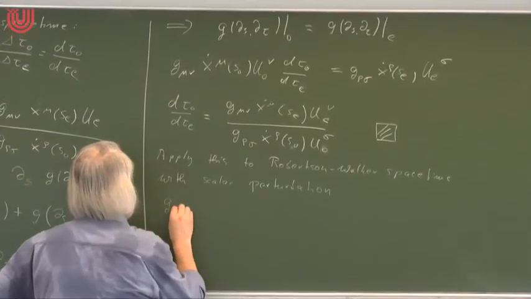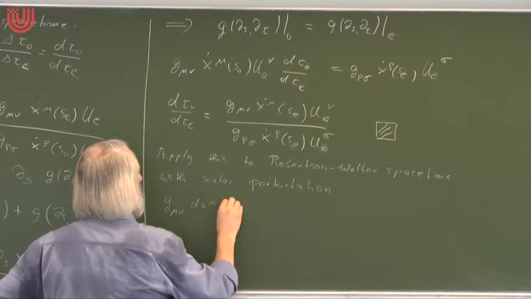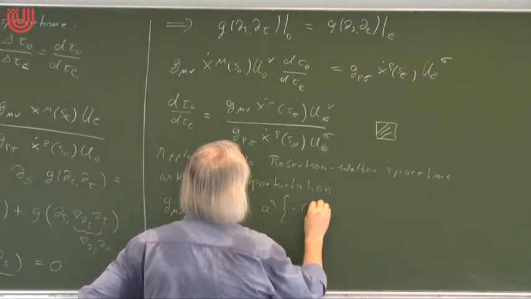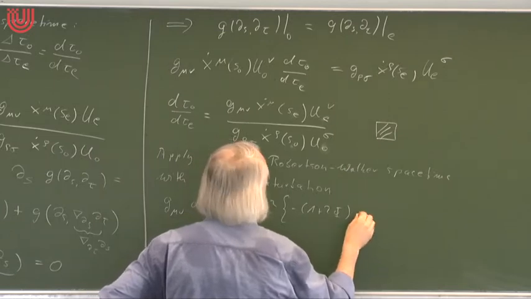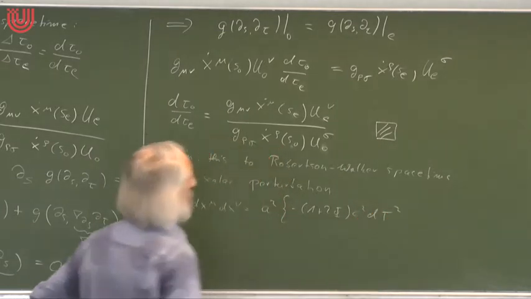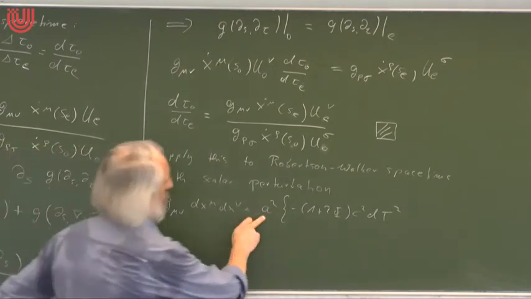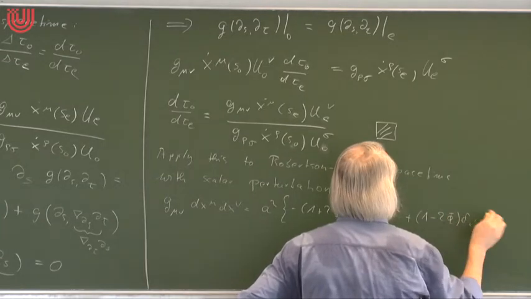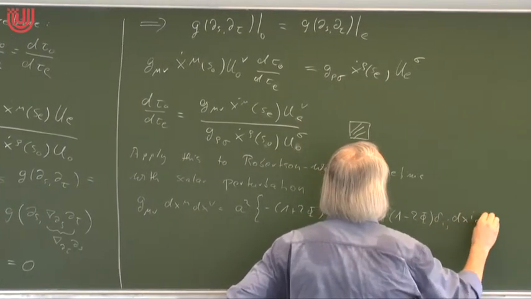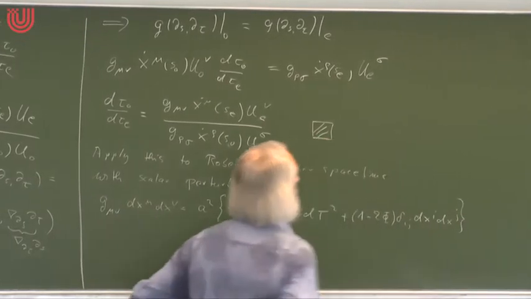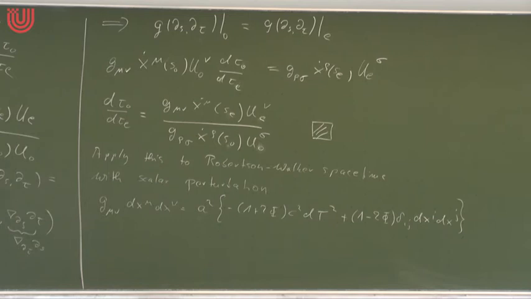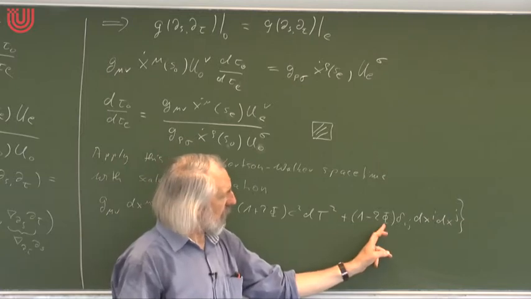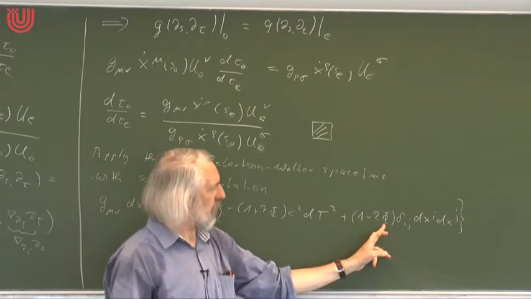So the metric is then g_mu nu dx^mu dx^nu equals a squared, the scale factor, times minus (1 plus 2 phi) c squared dt squared, where t is conformal time and a depends on conformal time, plus (1 minus 2 phi) delta_ij dx^i dx^j. That's our metric. Remember, a general scalar perturbation has two different Bardeen potentials. Here's a phi, and here, instead of the phi, a psi, another Bardeen potential.